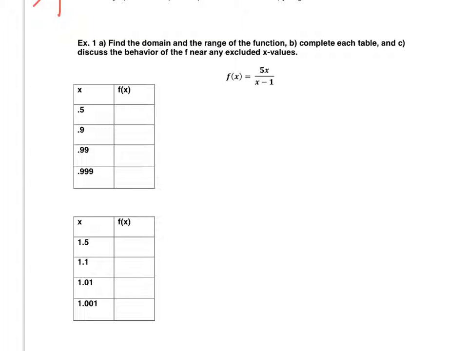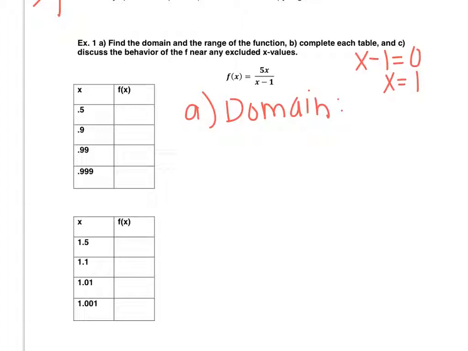It says, part A says, find the domain and the range of the function. So if I'm looking here, my domain is going to be, remember, I have to toss out of my domain anything that would make my bottom 0. So notice x minus 1 equals 0. The value of 1 is what makes my bottom 0, so I have to throw it out of my domain. So my domain is going to be all real numbers except x cannot equal 1. Okay, so that would be my domain.